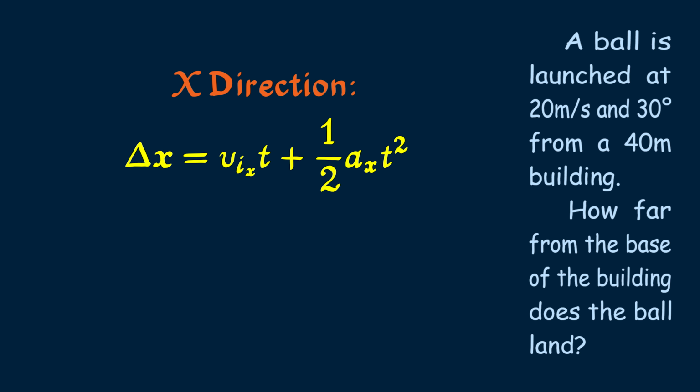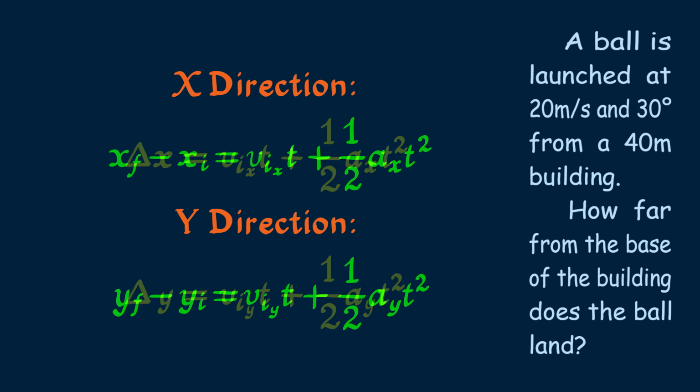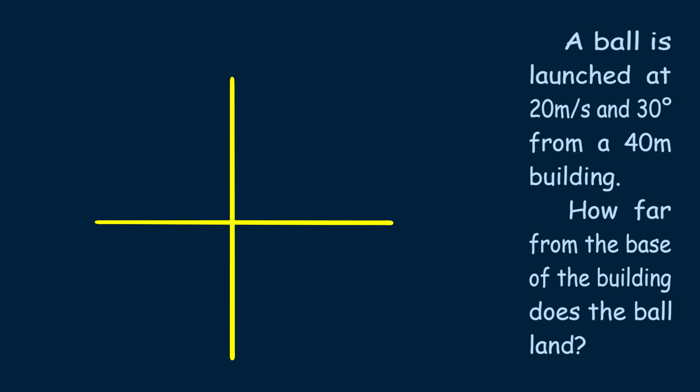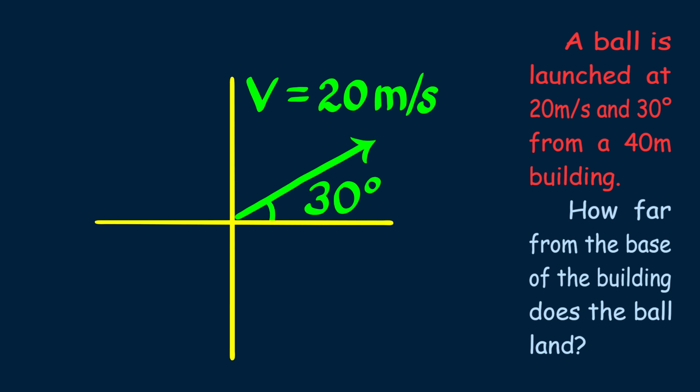The next step is to write our kinematics equations out in each direction. Now when writing these out, you'll notice that there are two initial velocities, one for the x direction and one for the y direction. However, in this question, we are only given one value for the initial velocity, 20 meters per second. But this is a velocity that points in both the x and y direction.